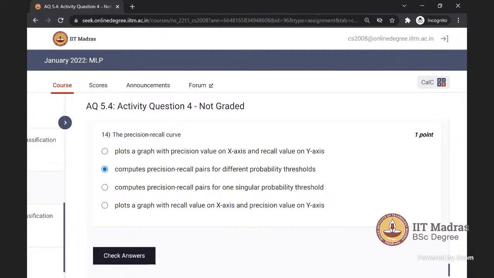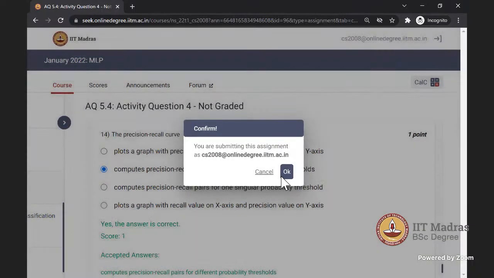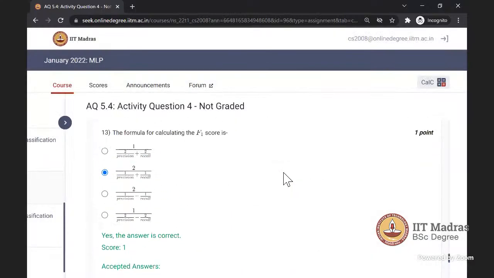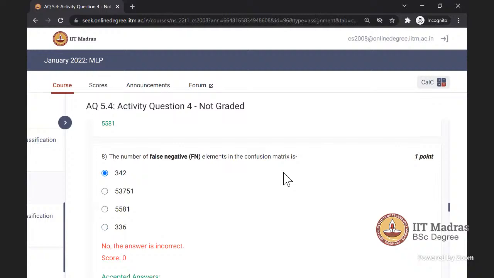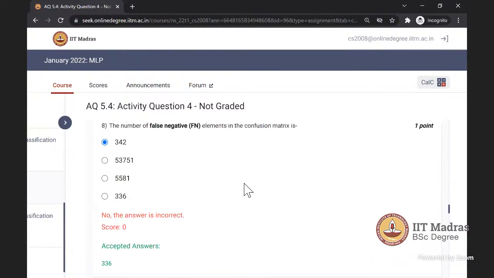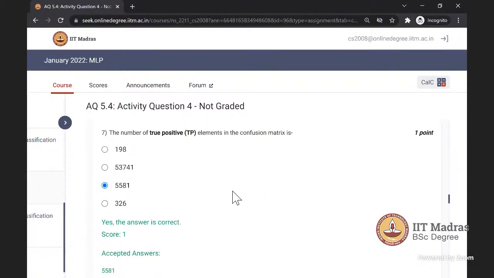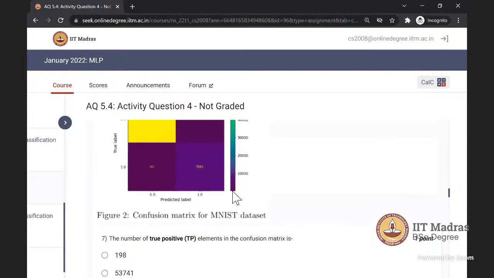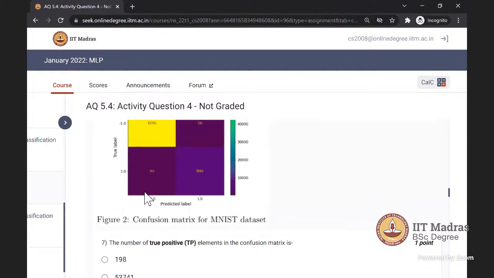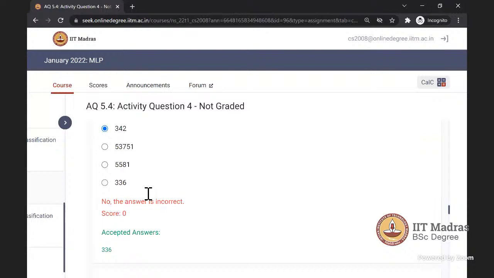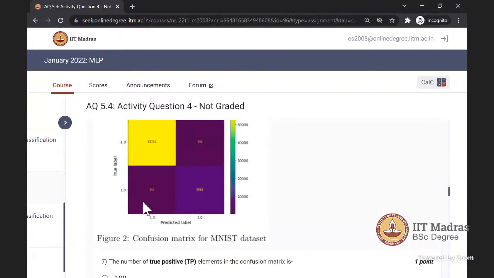Okay, let's check our answers. Two of them are wrong. The correct answer is shown as 336, but what did it ask? False negatives. We labeled them as negatives, but they are actually positive, so I think 342 is the only answer.